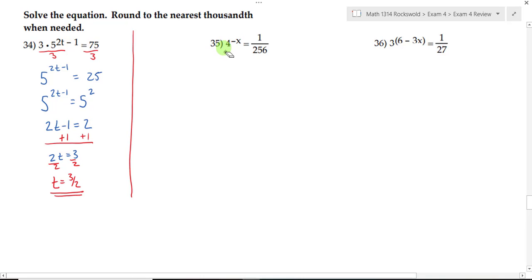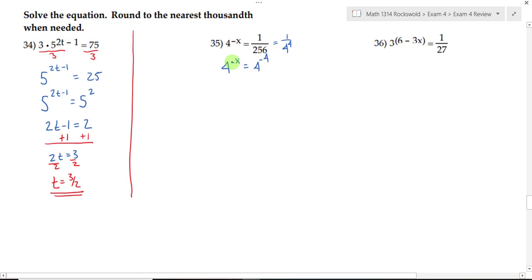On 35, we have 4 raised to the negative x equals 1 divided by 256. 256 happens to be a power of 4. 256 is 4 raised to what power? 4 to the 4th. So I have 4 to the negative x equals 4 raised to the negative fourth. Why did I say this was the negative fourth and not 4 to the fourth? Because that 256 is in the denominator. When I move that base up to the numerator, I have to make that exponent negative.